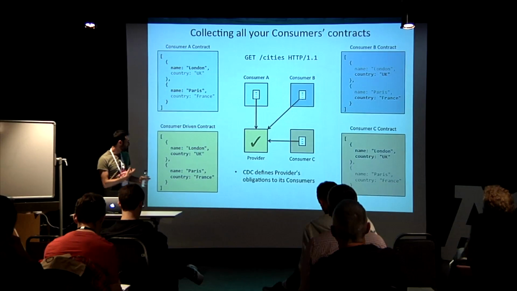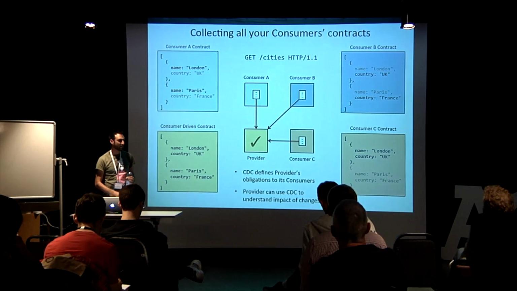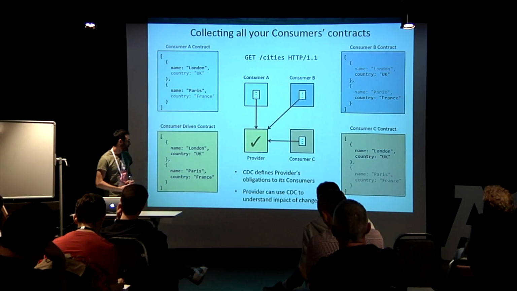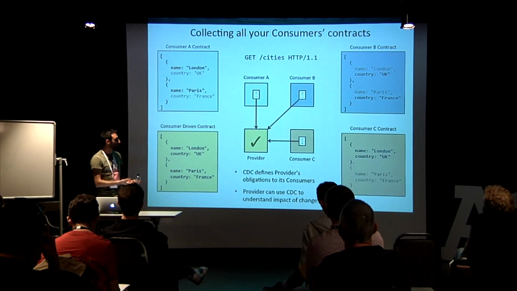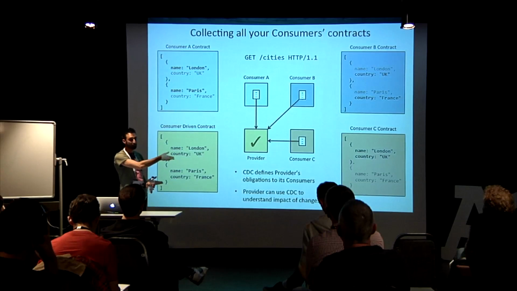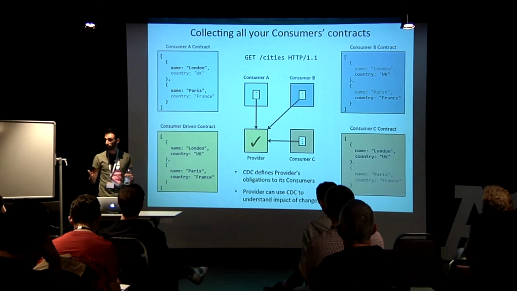So if the provider is going to make a change, then essentially they can understand what the impact is on the consumers. So again, in the case where, for example, they were going to change the country property, they were going to rename it, they have to get in contact with consumer B and C, but consumer A wouldn't be in the least bit concerned about this.